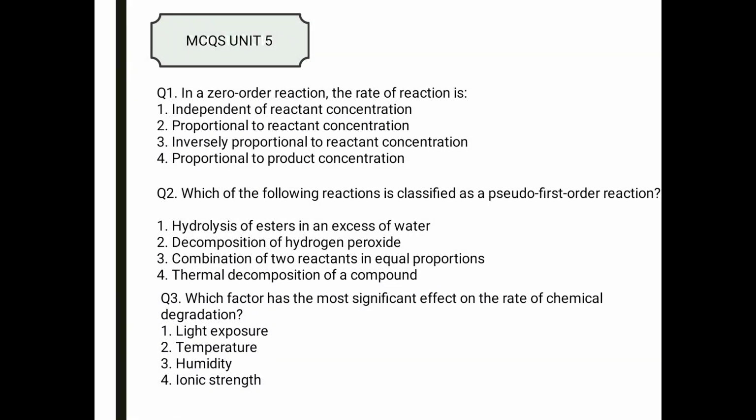Next, last unit. In a zero order reaction, the rate of reaction is... As already discussed, that is a controlled drug delivery system, in which a drug dosage form follows zero order kinetics. It does not depend upon concentration. The question asked is: in a zero order reaction, the rate of reaction is: first, independent of reactant concentration; second, proportional to reactant concentration; third, inversely proportional to reactant concentration; fourth, proportional to product concentration. So option first is correct. Independent of reactant concentration means that when we increase the concentration, it does not affect the rate, so it is constant.